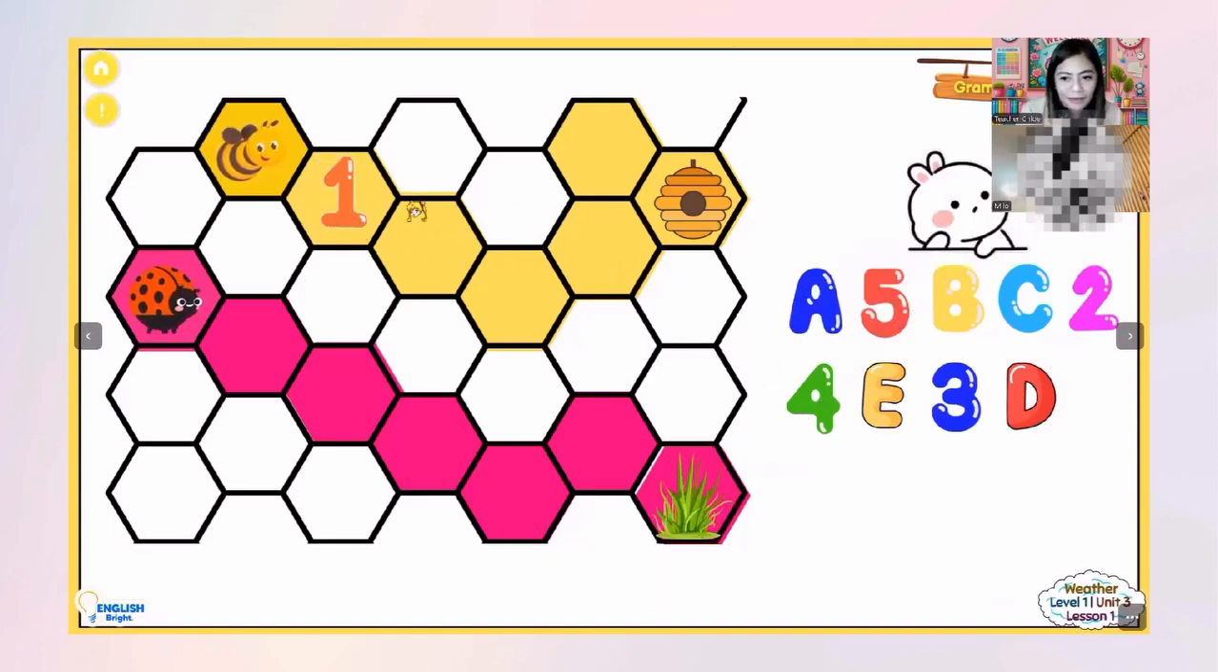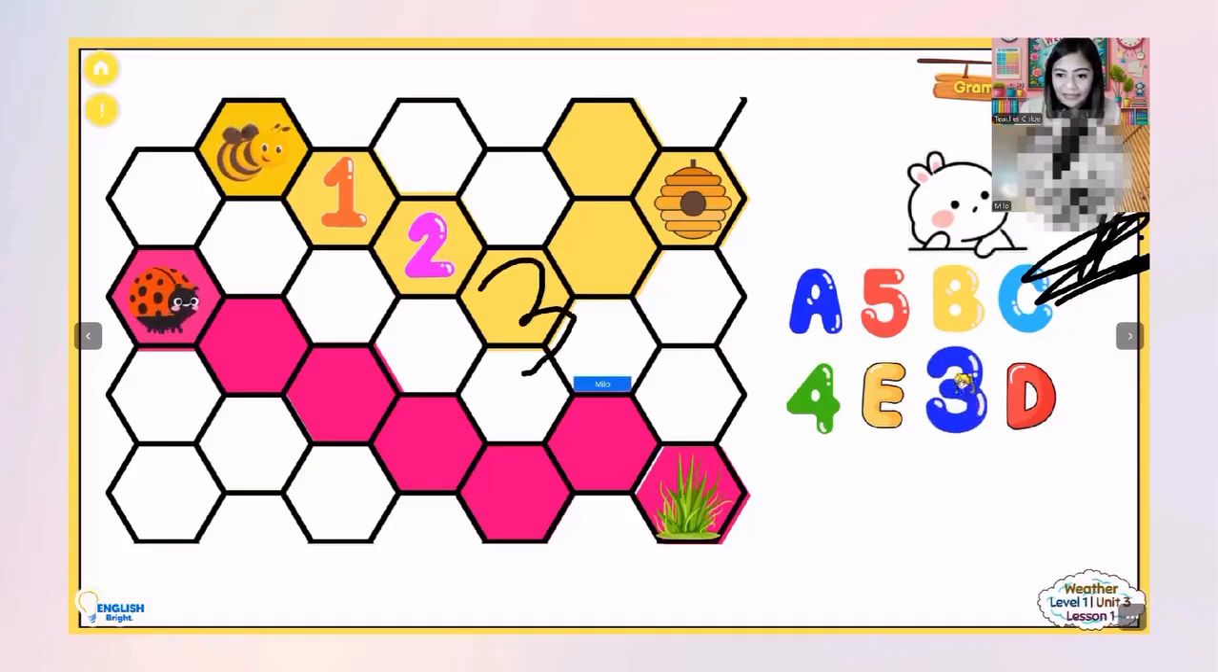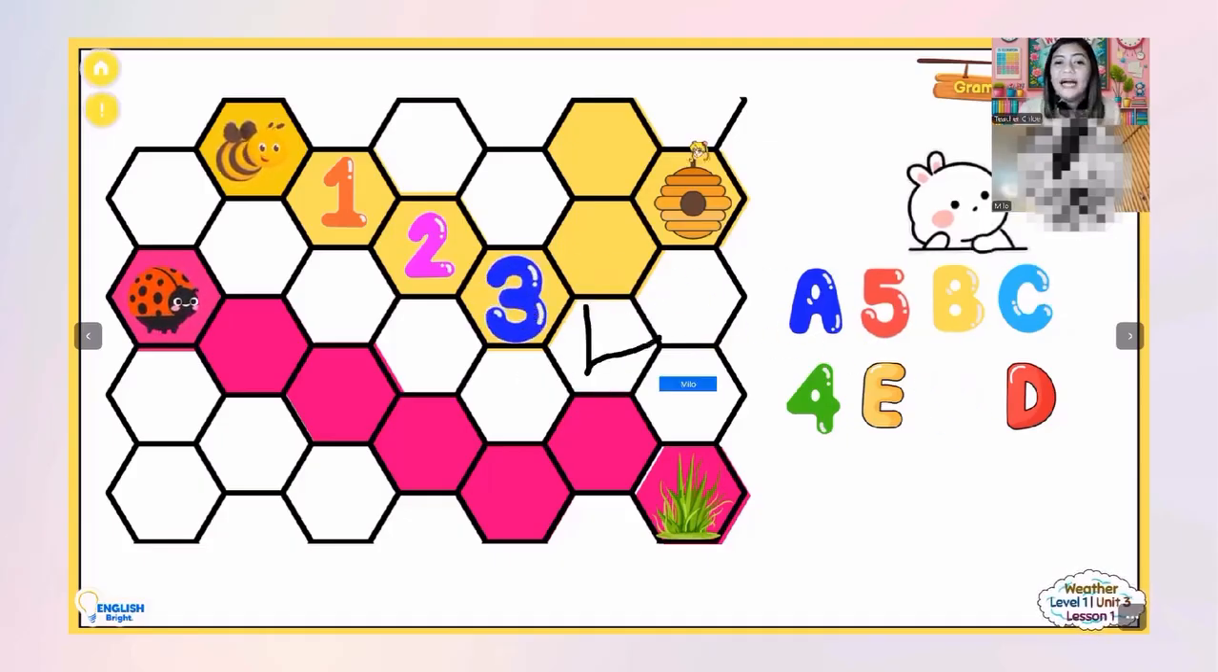Can you write it here? Number 1. Okay. What's next to number 1? Number 2. Can you find the number 2? Here. That's good. So we put the number 2 there. And then what's next to number 2? Number 3. Yeah. Good job. Number 4. And number 5.